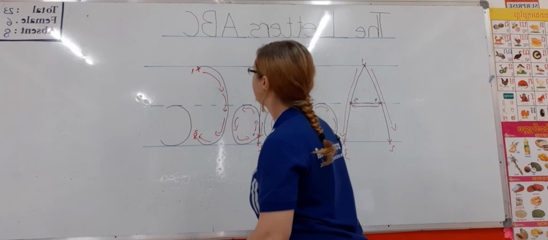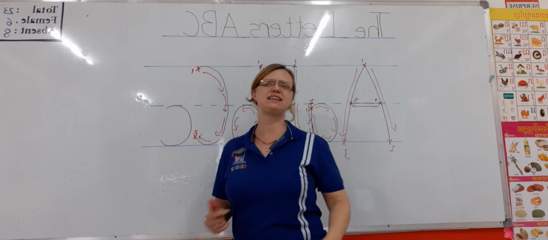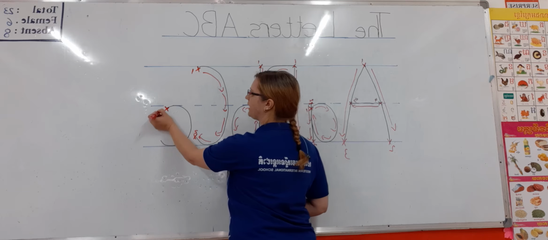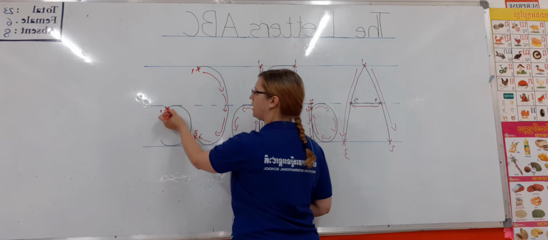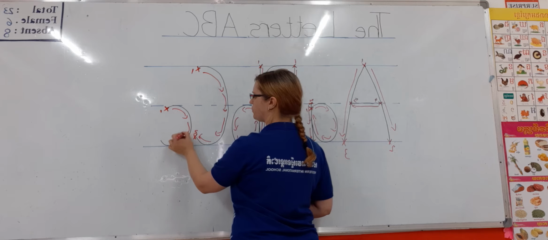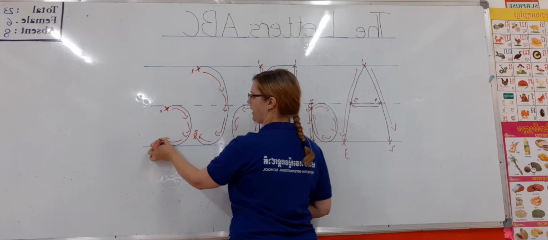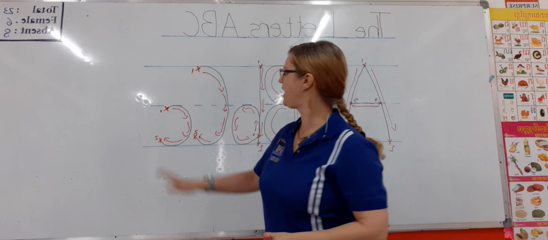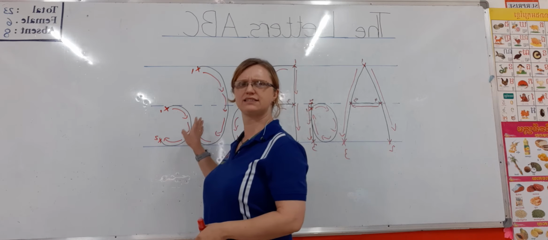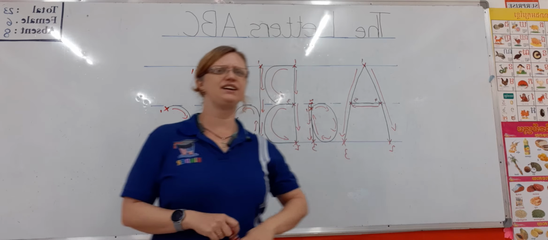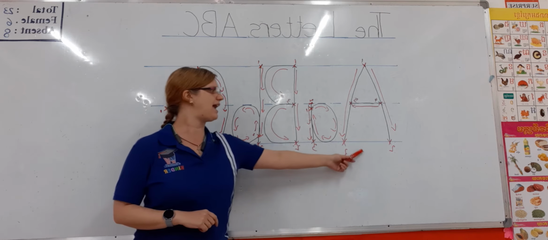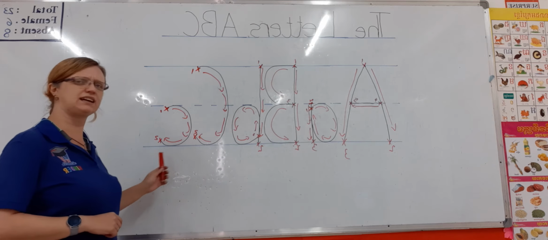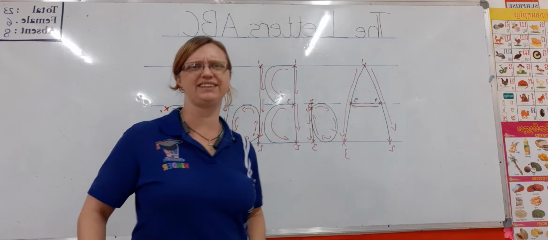Lowercase c is just as easy. We're going to start at that point there, number 1 in the middle. And we're going to make a round, almost full circle, and stop. There you have it. K, K. So let's look at those letters. A, B, C, K. That's right.